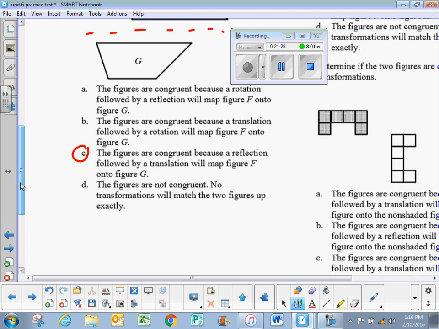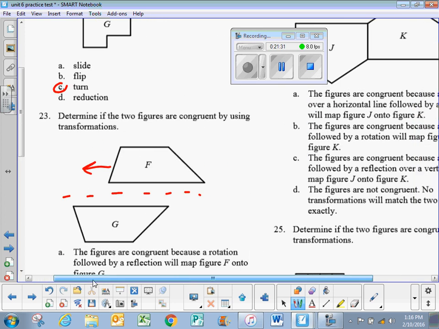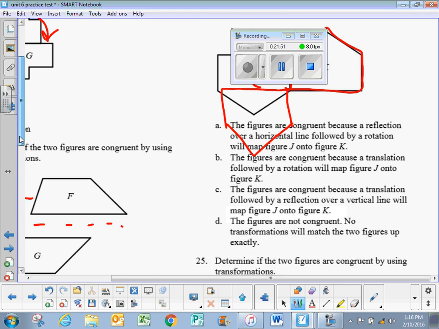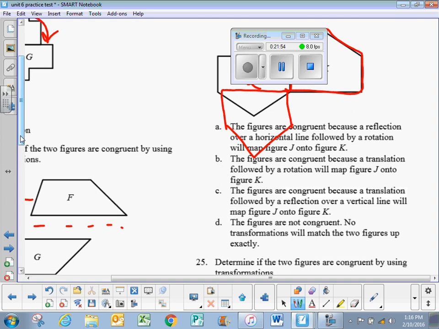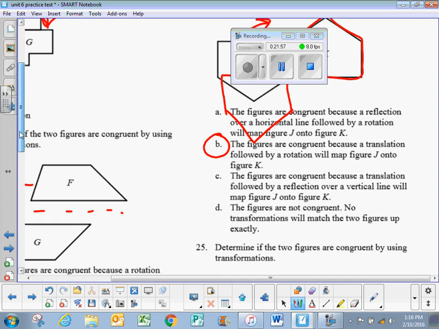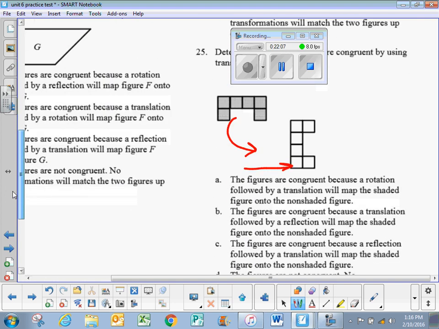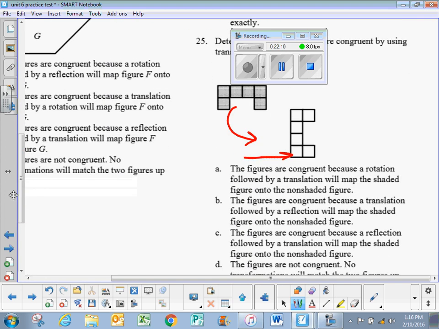Everybody see that one? Okay, and then on the other side, we have this guy here. If you slide it down, then it's going to be like this. And then when I rotate it 180 degrees, it's going to be like that. So it would be a translation followed by a rotation. Okay? So translation followed by a rotation, B. 25. This one could be a turn and then a translation. 24 was B. 25, rotation and a translation, A.